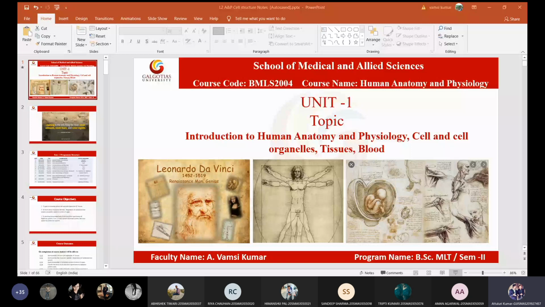Good example. Any other examples? Fat. Fat is a type of connective tissue. Do you know that? Is bone a connective tissue or not? Not bone, but a modified bone, which is cartilage. Cartilage is a connective tissue.